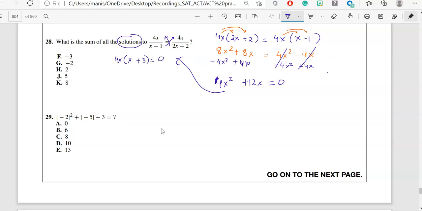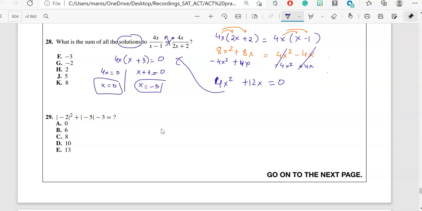Now I have it in the form of factors. So 4x is equal to 0 and x plus 3 equals 0. So it gives me x is equal to what? Negative 3. This is one of my factors. And in this case, x is equal to 0. So I have two solutions, x equal to 0 and x equal to negative 3.